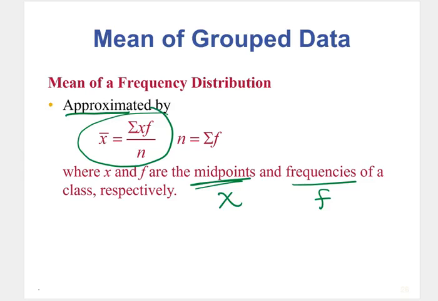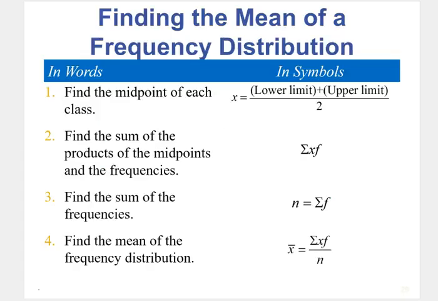So if I were doing this, the first thing you'd have to do is find the midpoint of each class. We talked about that in a previous lesson. Then you'd have to find the sum of the midpoints times the frequencies. So I'd make a separate column, take x times f for each class, each midpoint times the frequency, and then add those all together. And then find your n, which should be the sum of your frequencies, and then divide those two things.